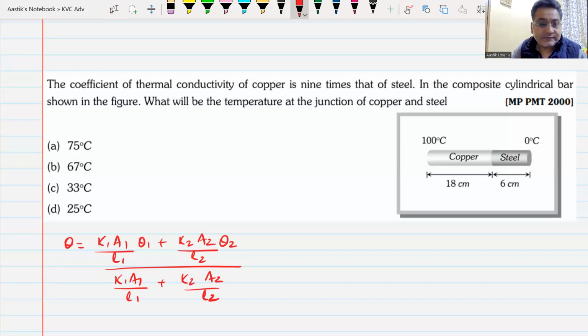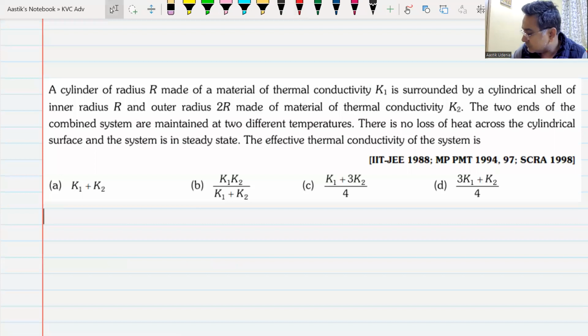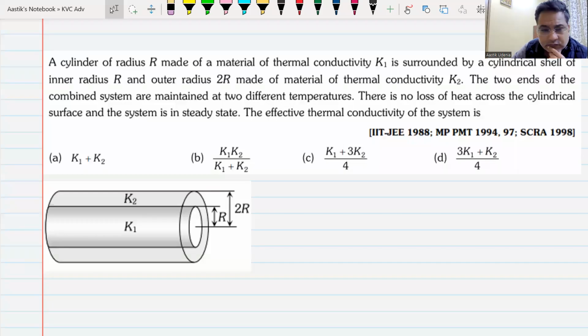This is the next one. A cylinder of radius r made of material of thermal conductivity K1 is surrounded by a cylindrical shell of inner radius r and outer radius 2r made of thermal conductivity K2. The two ends of the combined system are maintained at different temperatures. There is no loss of heat across the cylindrical surface and the system is in steady state. The effective thermal conductivity of the system is, as I said, a question of effective thermal conductivity. I'll give you 2 minutes to give me the answer. This is the diagram I've given so that you can solve the question quickly. Wait for 1 more minute.